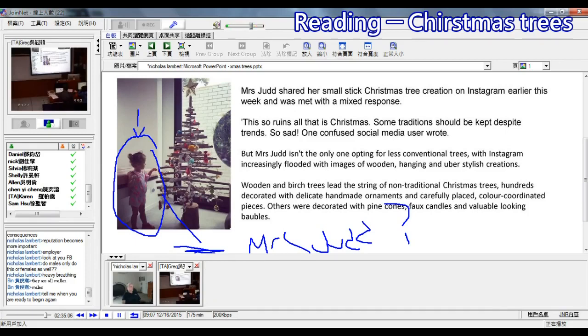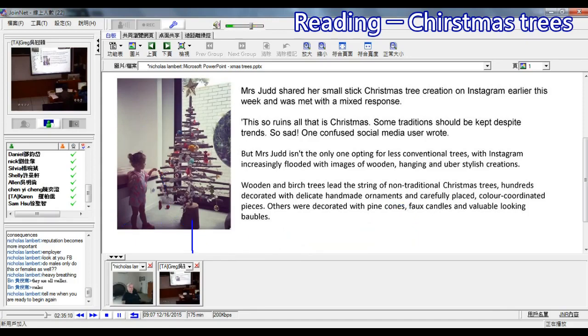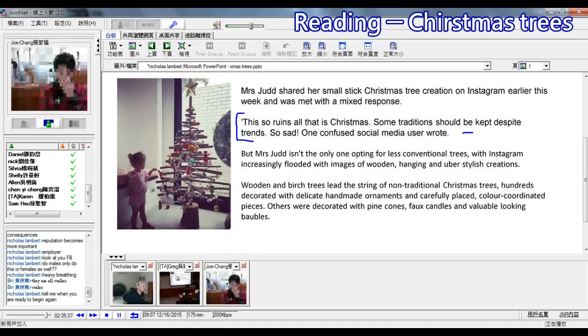All right, so we've got mixed opinions about this stick Christmas tree. "This so ruins all that is Christmas. Some traditions should be kept despite trends. So sad," one confused social media user said. So this is the opinion of one person on social media. It might be Instagram, it might be Facebook or whatever. So this person, well, actually, Joe Shangy.